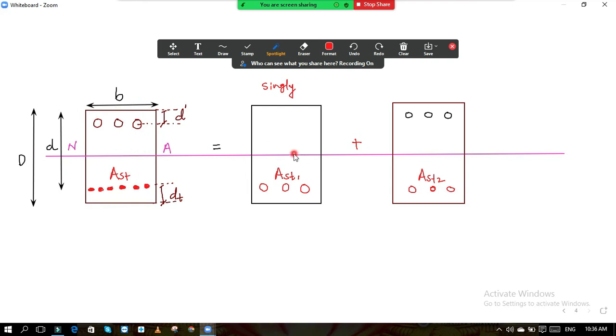If I split this section into two different sections, then it will look like this. First is the singly reinforced section, which has some tensile reinforcement, but compression reinforcement is not there. And to this, if we add this section, okay, so here at the top your area of steel is ASC. Here your area of steel is ASC.